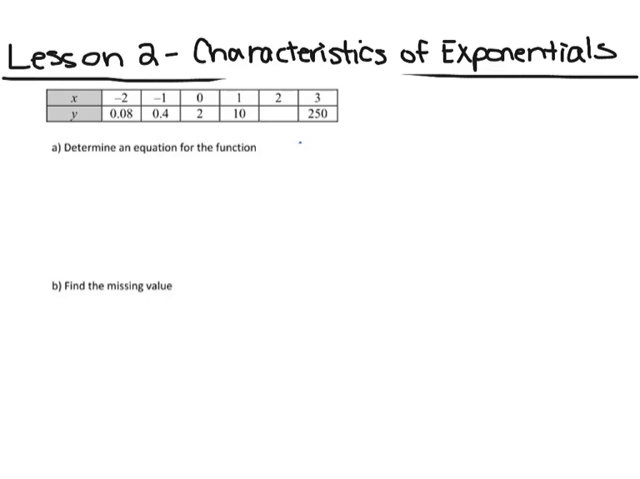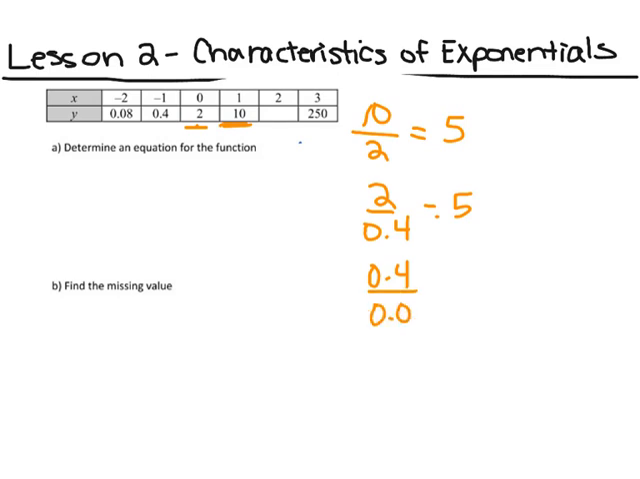And for the last example, we have a table of values. We want to determine an equation for the function. There's also a value missing, so we have to figure that out as well. To figure this out, we're going to start here. We go biggest number divided by the number in front, and we get 5. This number, 2 divided by 0.4, is also 5. And 0.4 divided by 0.08 is 5. So we know that our base is equal to 5.